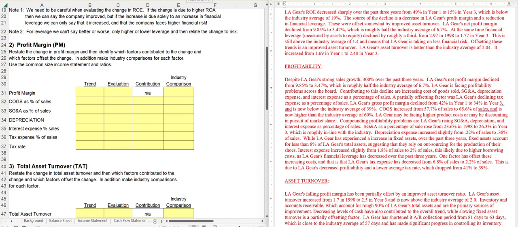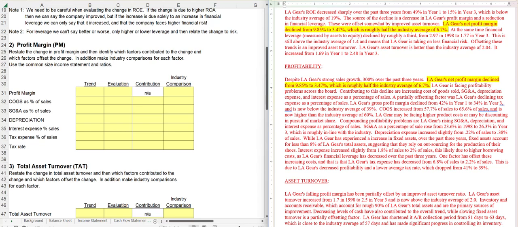The second paragraph in our ROE decomposition analysis will focus on the profit margin. We want to begin by telling the reader overall again what happened to overall profitability. We can really just restate the sentence from our opening paragraph that LA Gear's profit margin declined from 9.85% to 3.47%, which is roughly half the industry average.